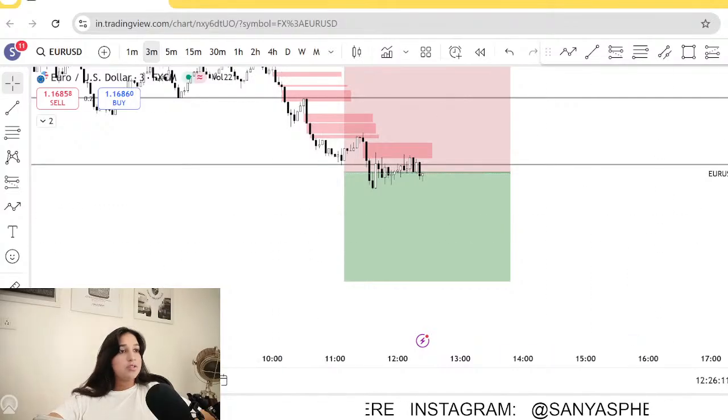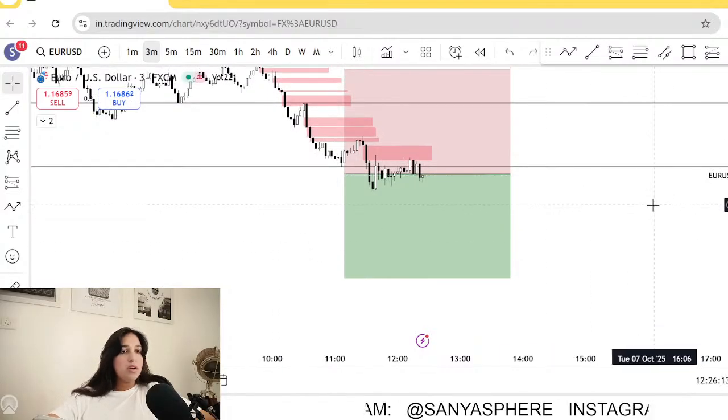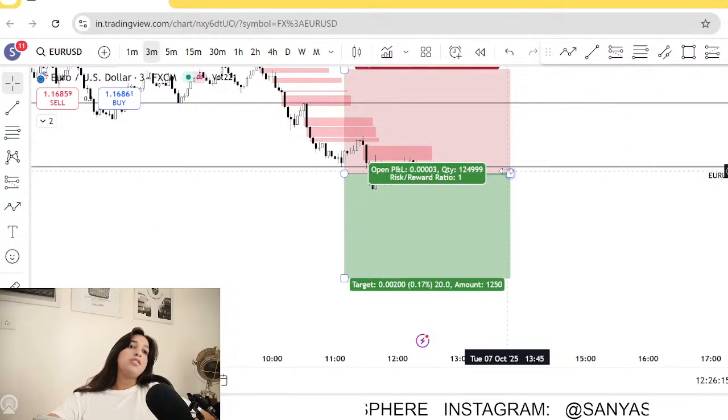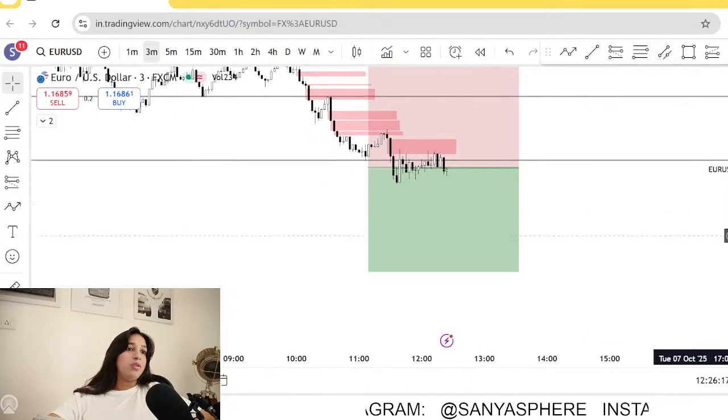If it starts consolidating in the London zone, then I'm always expecting that the move will come in the New York session.